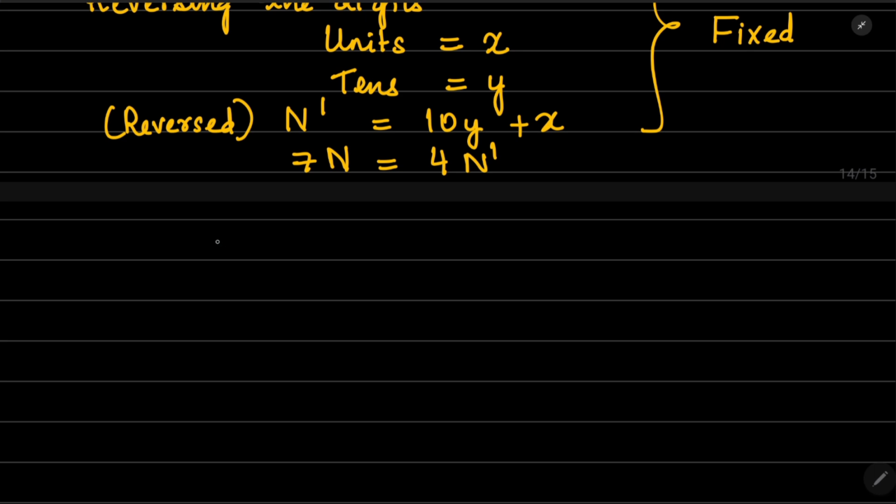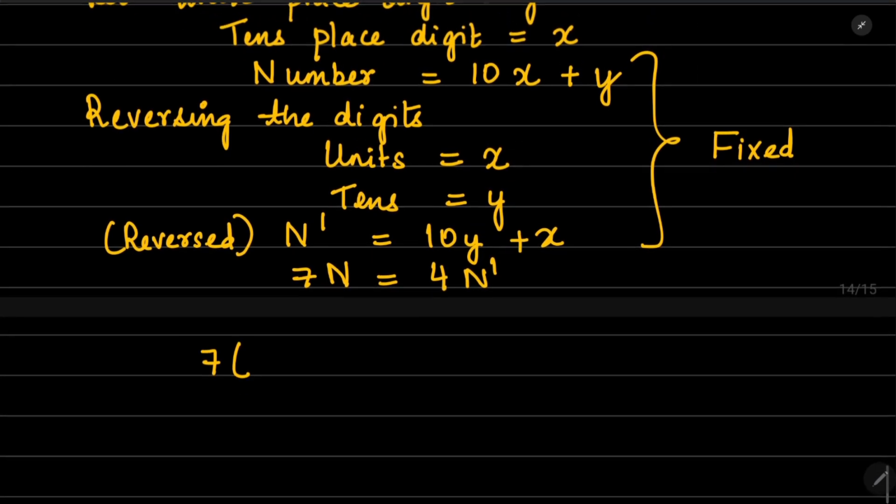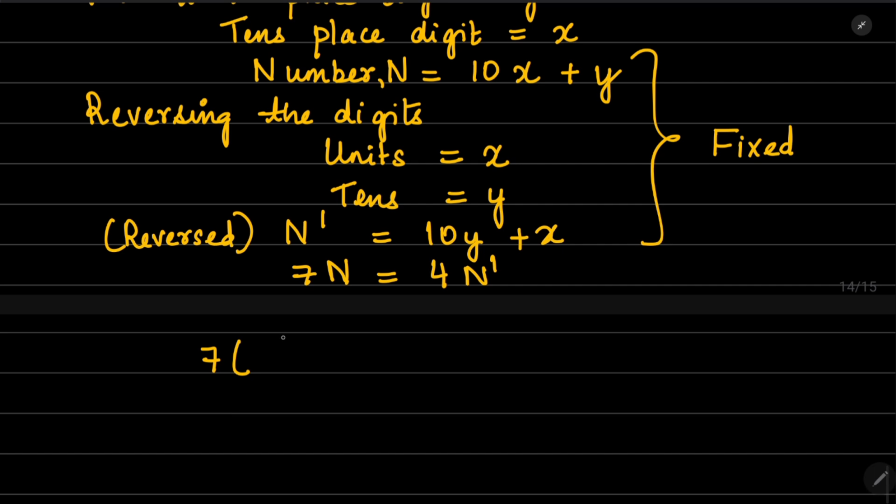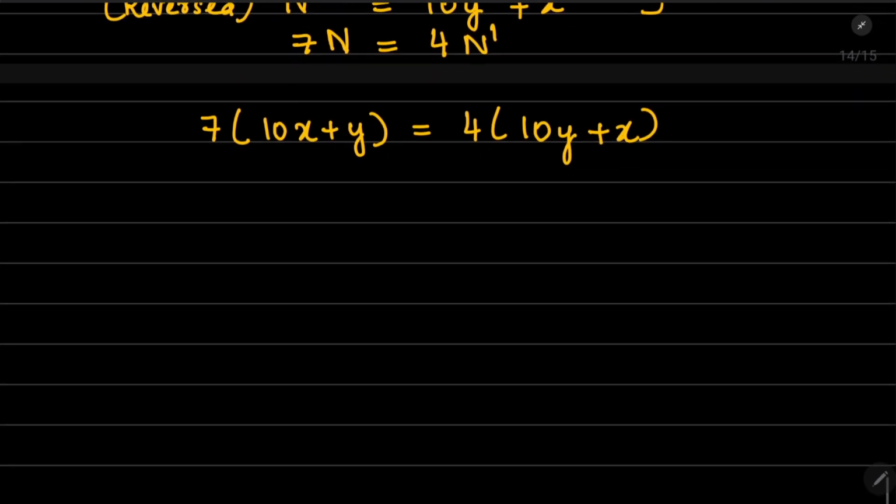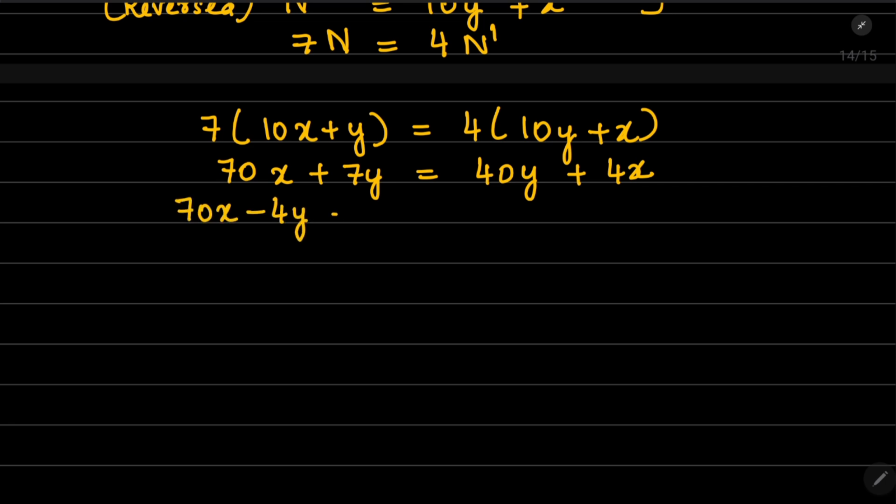Now let's substitute: what is n? This is your n, the number n. So 7 times (10x plus y) is equal to 4 times the reversed number, which is 10y plus x. Now let's calculate. Open the bracket: 70x plus 7y equal to 40y plus 4x. Bring all the terms to your left hand side. So you have 70x minus 4x plus 7y minus 40y equal to 0.